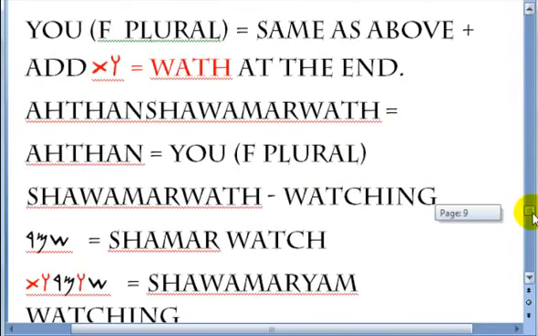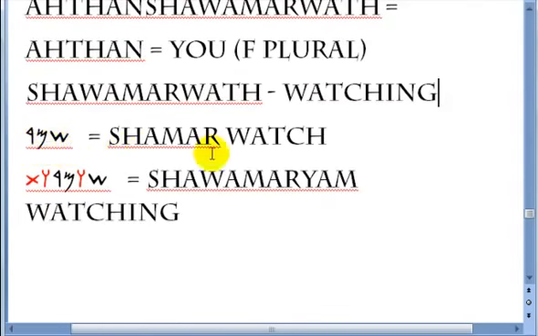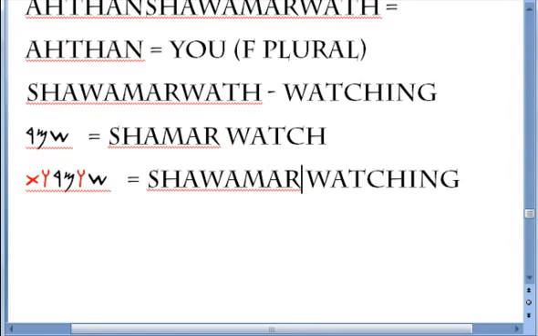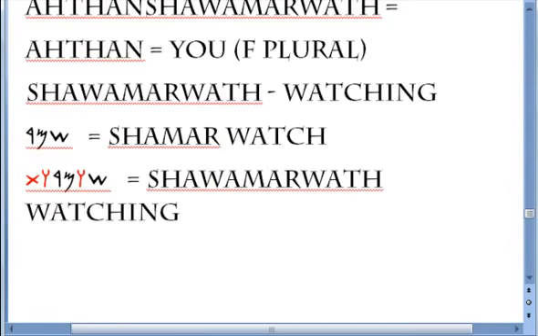And I have it here written for you. Again, shamar is watch. You add the wa between the first and the second letter, and wath at the end to make it feminine plural. Shawamarwath. Shawamarwath. All right, which is watching, feminine plural.